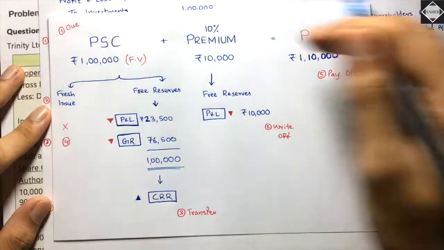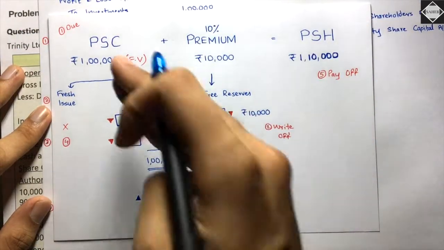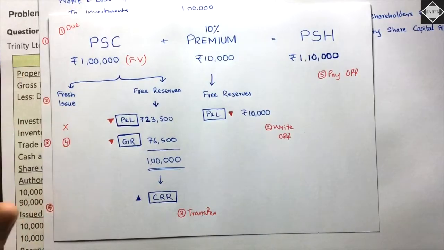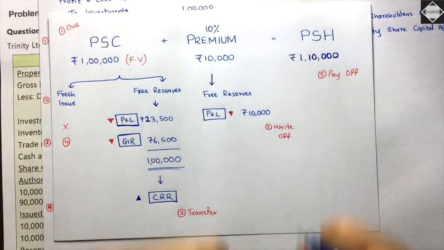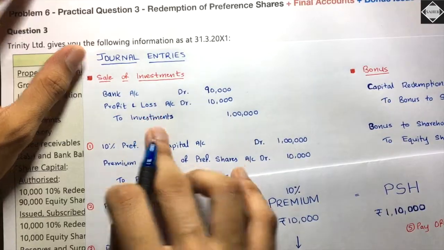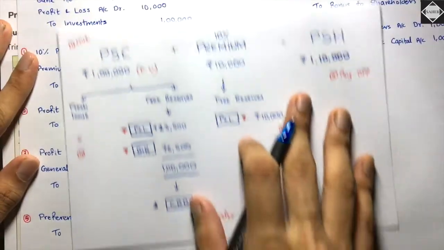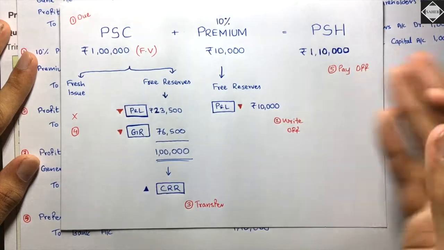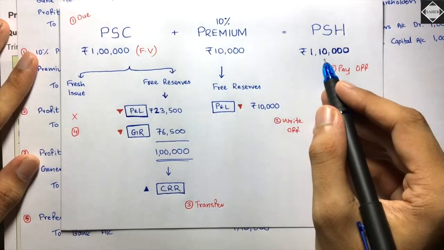Everything is done now. Due entry, writing off the premium on redemption, creation of CRR. You have complied with section 55 and we also have enough cash, right? We have sold the investment and made the arrangement for cash. So now the last step is what? You just have to pay off the people, the preference shareholders. How much? 1,10,000. So how will you pay?